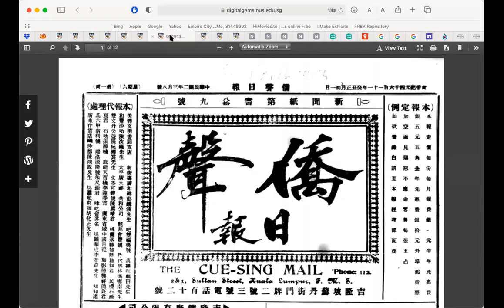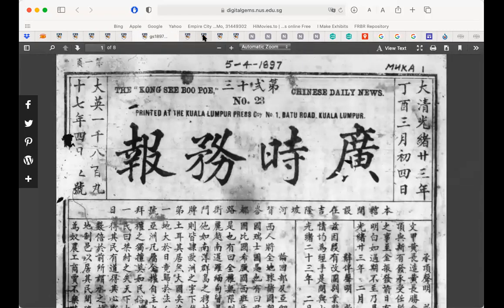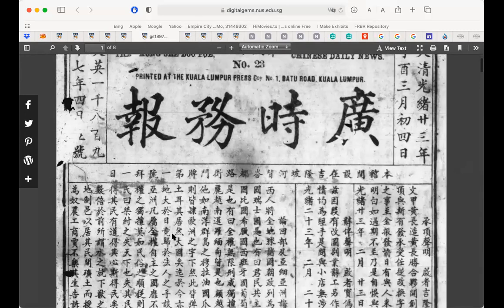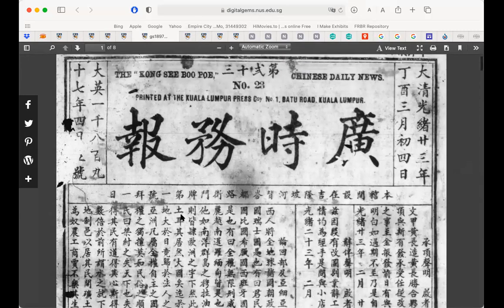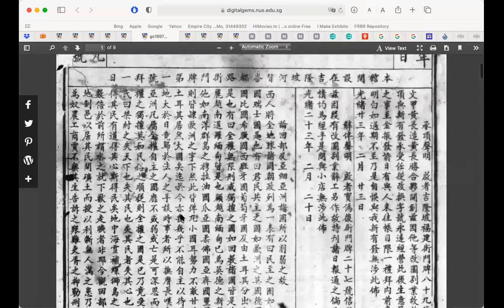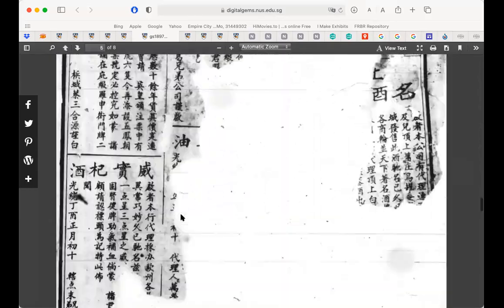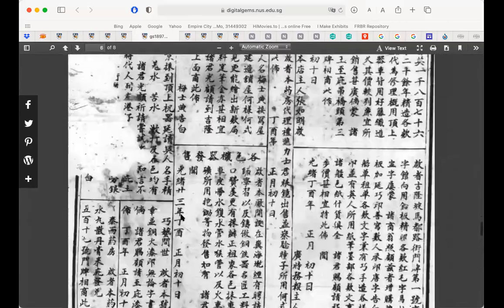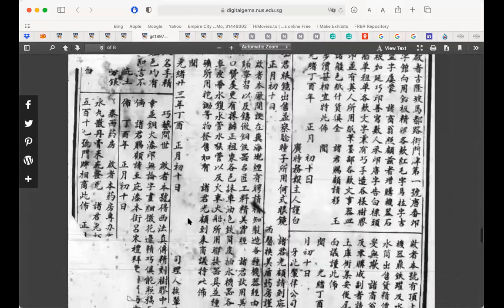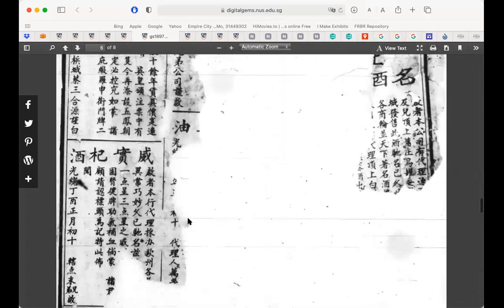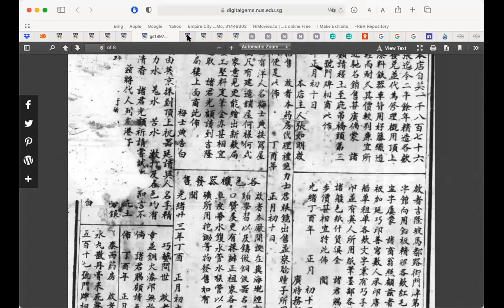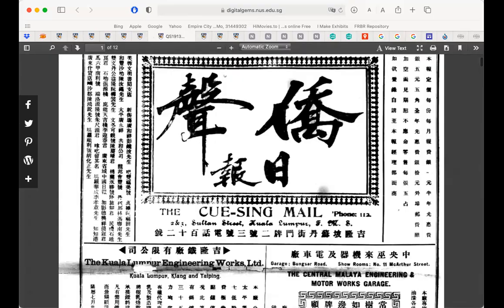When you look at the earliest newspaper, Guangshi Wu Bao, for example, from the late 19th century, it's pretty hard to read. It'll take a whole day for you to read it, but try and see. It's also pretty standard, so there's not a lot of information, and you find that the advertisements keep repeating themselves. And then there's the better one.